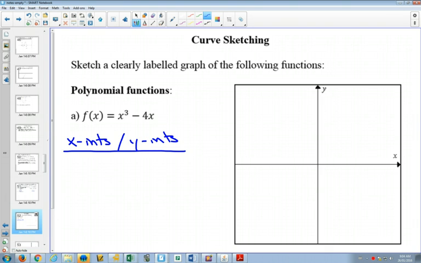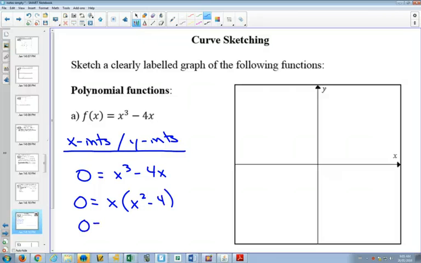Well, how do I find an x-intercept or y-intercept? You find an x-intercept by plugging in 0 for y. So if I plug in 0 for y, I just need to solve this equation. You can factor out an x, and then the x squared minus 4 factors as a difference of squares. And we get 3 x-intercepts, one at 0, one at 2, one at negative 2.